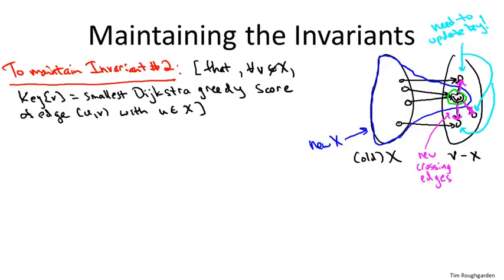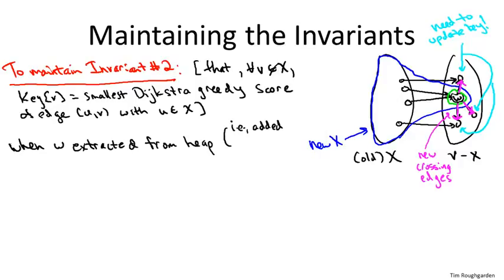So as suggested by the picture, the vertices whose keys we need to update are precisely those at the head of edges that stick out of W. So for each outgoing edge from W, the vertex we just extracted from the heap, we need to go to the other end of the edge and check if that vertex needs its key to be decreased. So here's the pseudocode to do this.